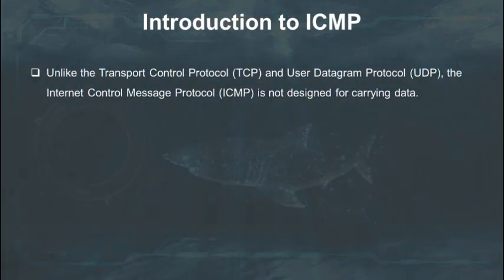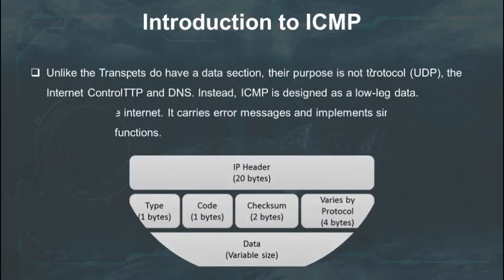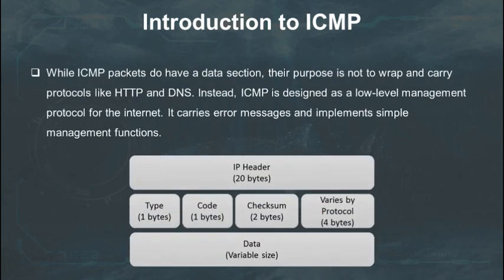ICMP, or Internet Control Message Protocol, is an Internet or Network Layer protocol. In general, it is used to check the reachability of a host or router in a network. Ping or Traceroute uses ICMP as an inner protocol. Ping uses ICMP echo request and ICMP echo reply messages to check whether the destination host is reachable or not.